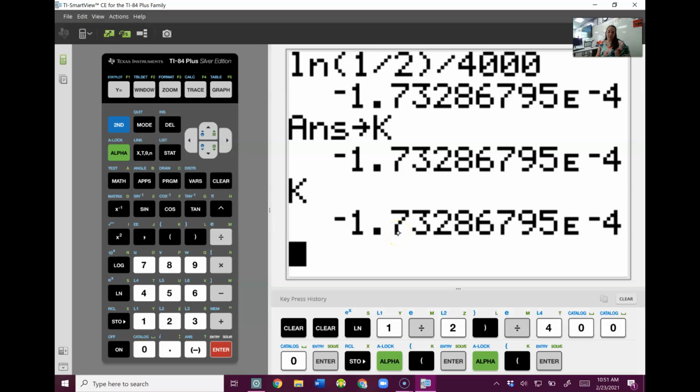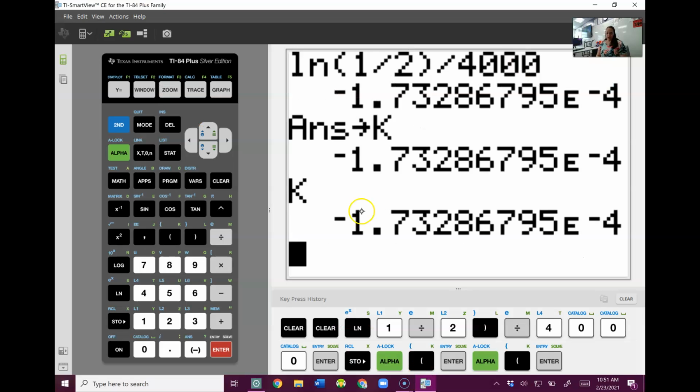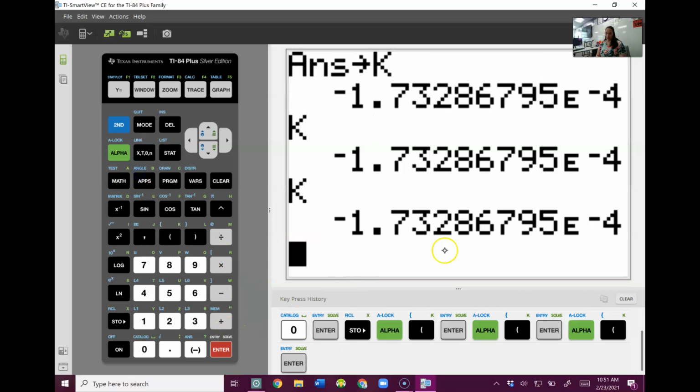So this is essentially telling your calculator that anytime I type k, you're going to use this number instead. And your calculator is using the entire number, not the rounded number. So this is way more accurate. So anytime you get this big decimal, you're going to want to store it as a letter so that your calculator isn't using the rounded decimal, it's using the whole answer. So I have stored this as k in my calculator so that anytime I use alpha parentheses and type k, it's going to use that number instead.